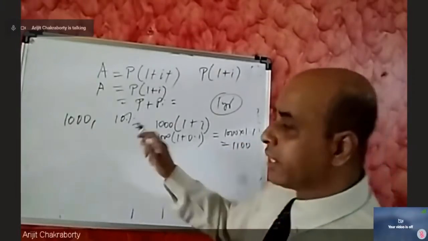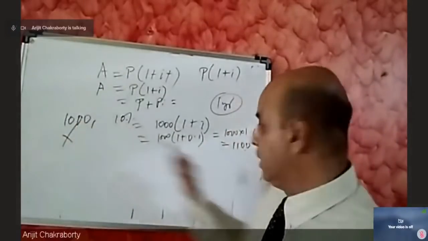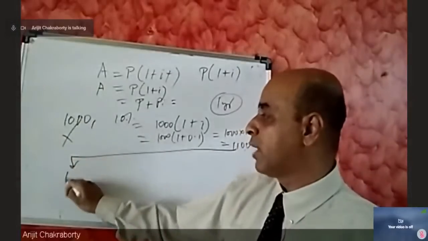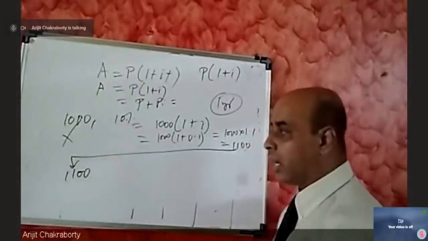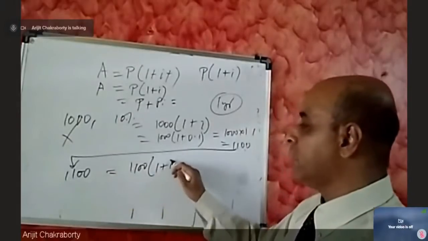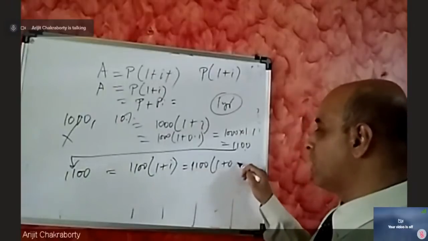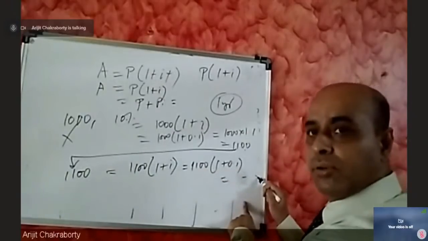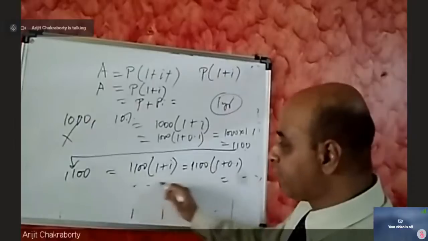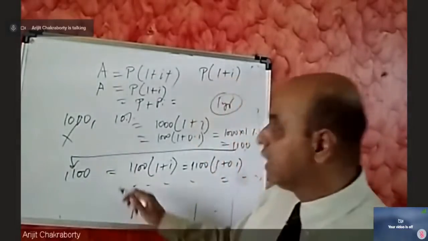I will be calculating interest on 1,100 in the second year and not on 1,000. So this will come to me as my principal. Again, I will use the same formula, 1,100 into 1 plus I. So it is 1,100 into 1 plus 0.1, whatever it comes to.